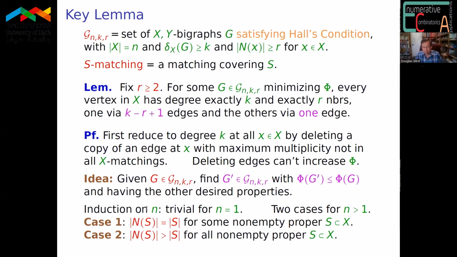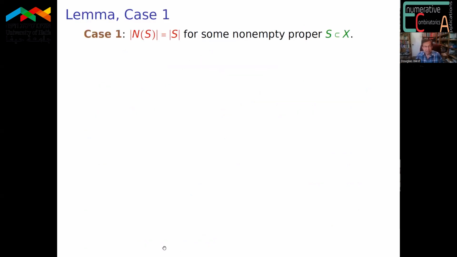When n is bigger than 1, there are two cases to consider. And these two cases show up in many discussions involving Hall's theorem. Either there's some subset S of X where the number of neighbors is equal to the size of S, or for every non-empty proper subset of X, we have excess neighbors. And we're going to call this case 2 property being X surplus.